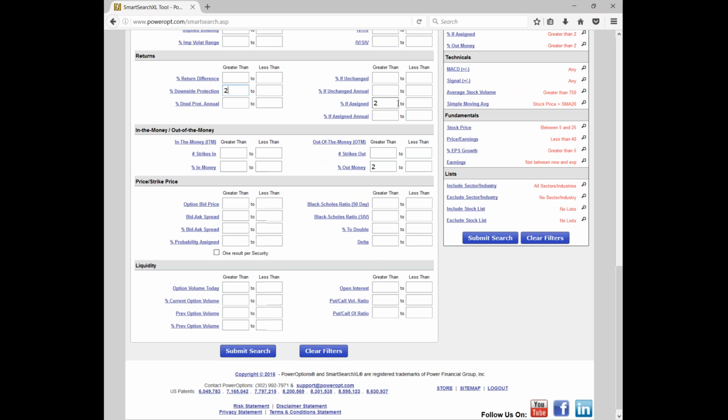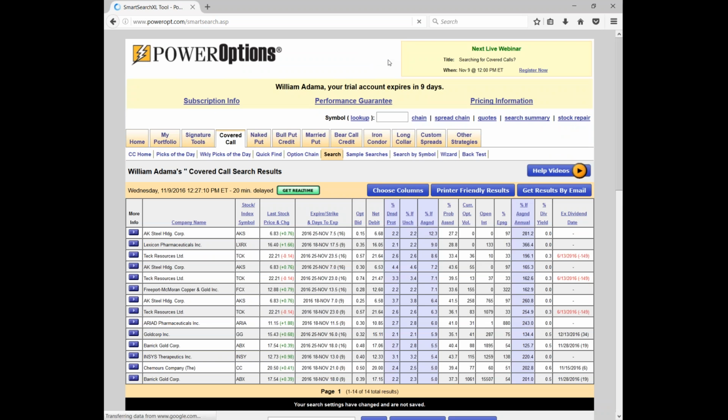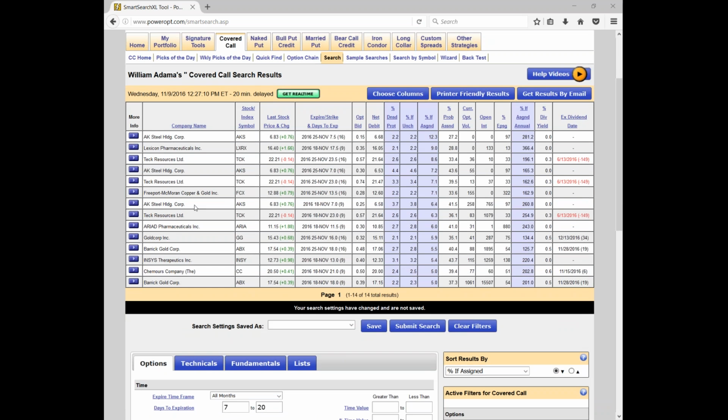As long as it matches your downside protection, your percent if assigned, of course, going 2% out of the money or more, as long as it's at least 2% out and it matches your criteria, will show up. We're going to see some different things here. I'm going to submit the search now, looking at the out of the money range, and we are going to have some few results because of our stock price selection. But here we have some good stocks. Names we know, Barrick Gold, Goldcorp, AK Steel, Teck Resources, Freeport-McMoRan, of course, that match the criteria for the call and for the underlying security.